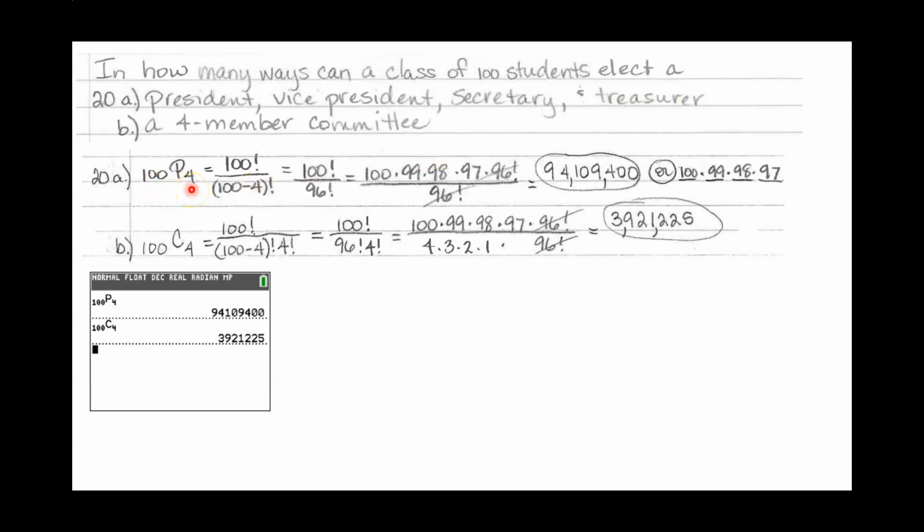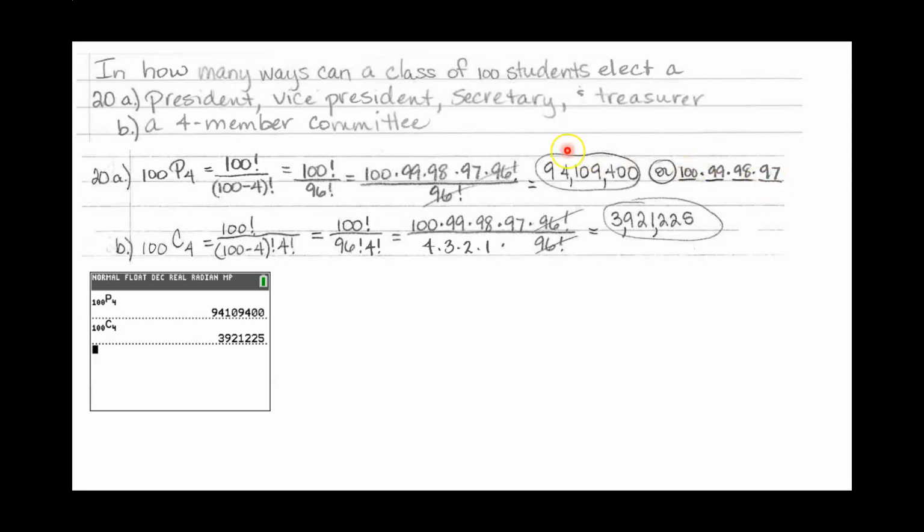All right, so I worked it out by hand here. I also worked it out on the calculator down here. And remember that with a permutation, you can also use the little blanks like we were using earlier. So 100 people could be the president, then there'd only be 99 left to choose from for the vice president, and then 98 for the secretary and 97 for the treasurer. And you can see that gives us the same answer.